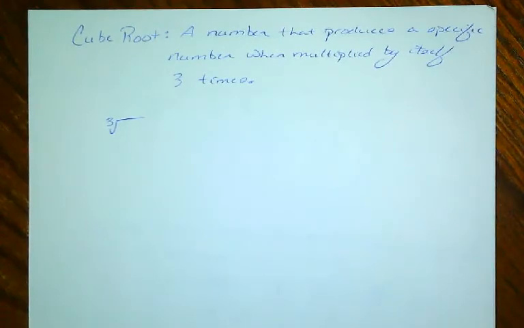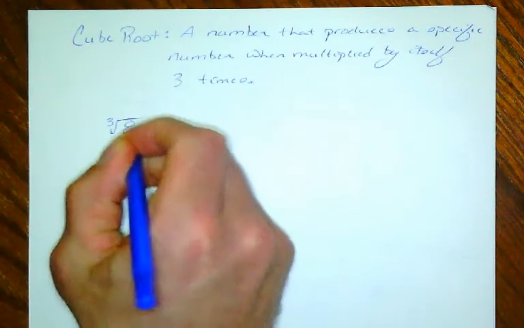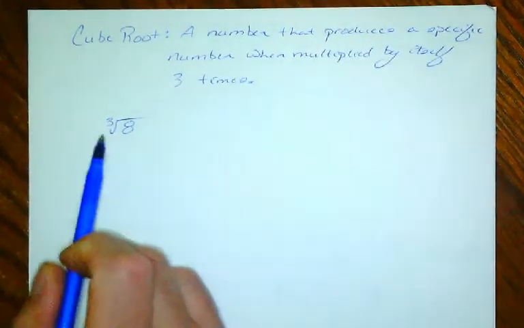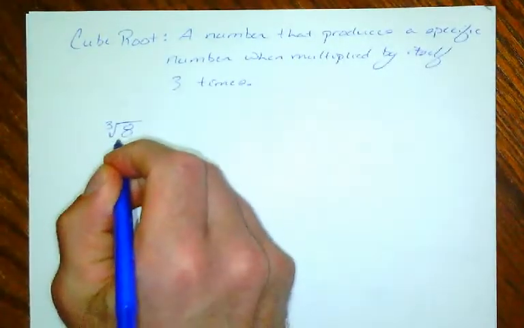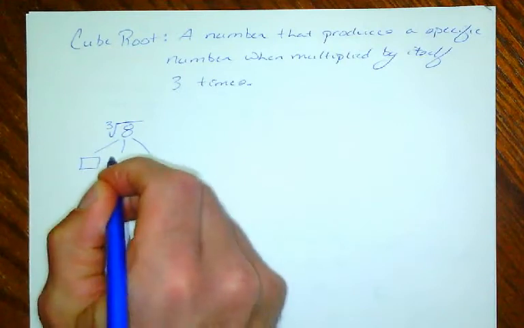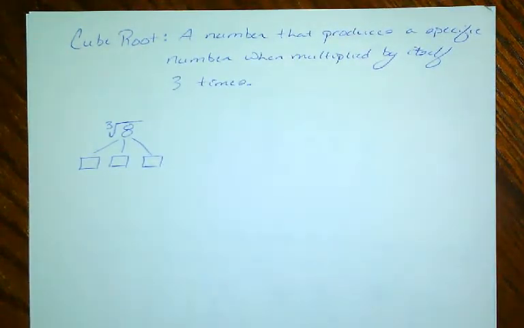Now let's start with the smallest cube root, or the smallest cube, all right? Is 8, all right? 8's a perfect cube. So if I want to find the cubed root of 8, I need to figure out what number multiplied by itself 3 times equals 8, all right? So what number multiplied by itself 3 times equals 8?